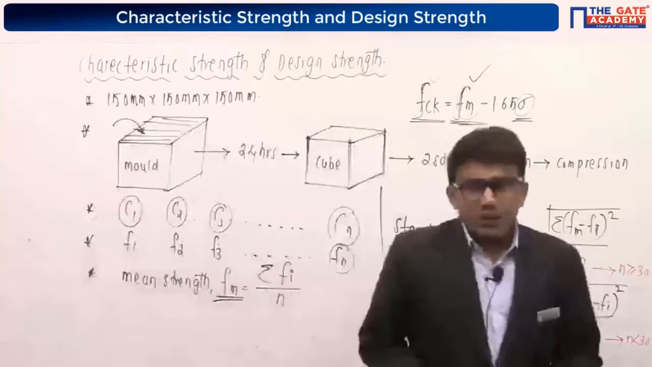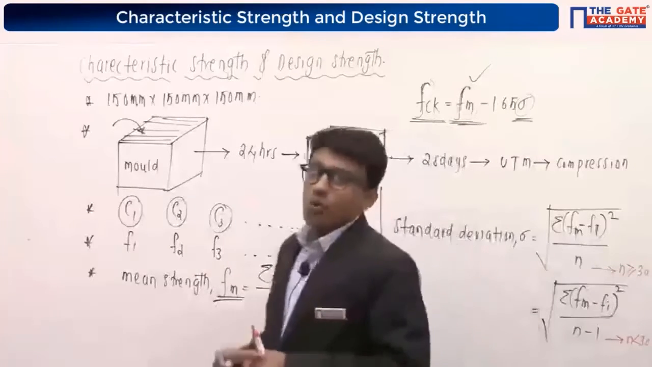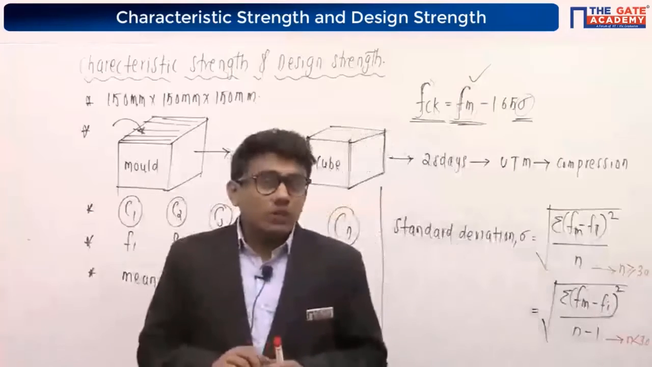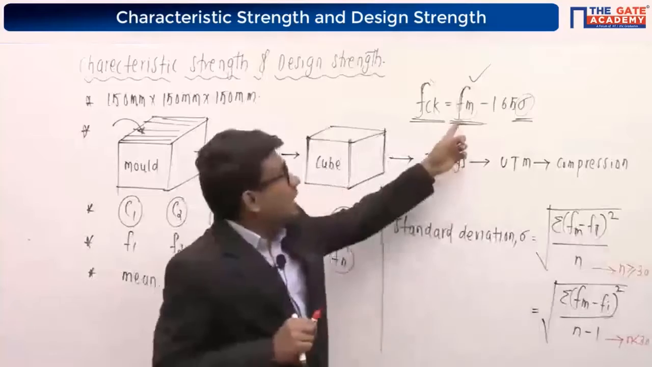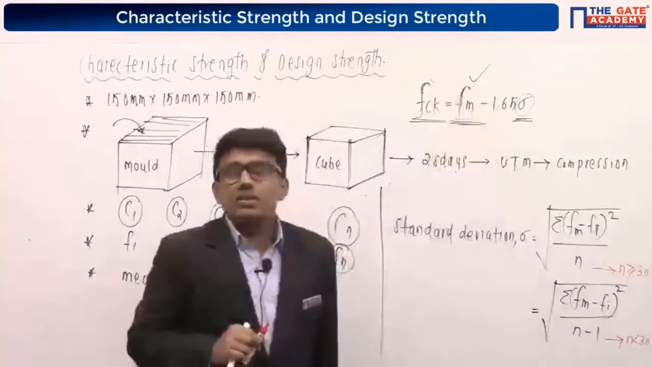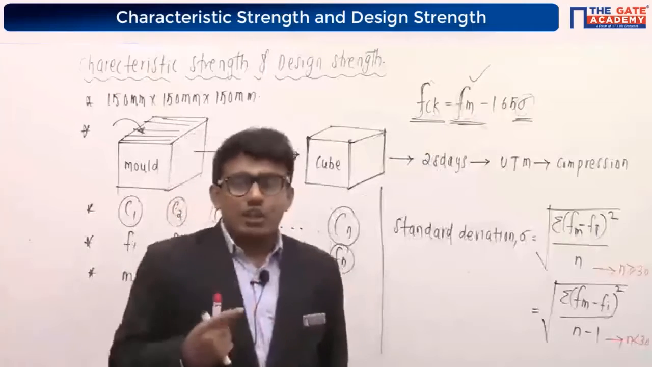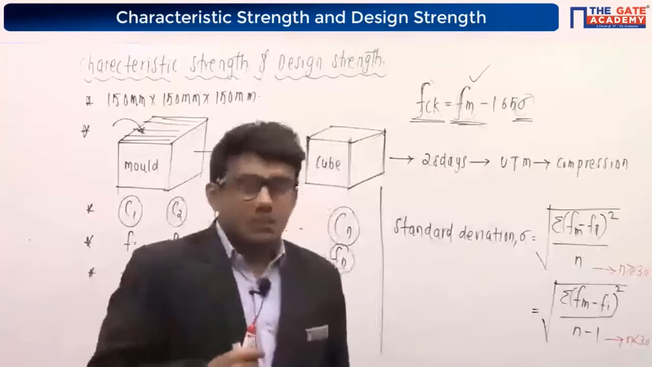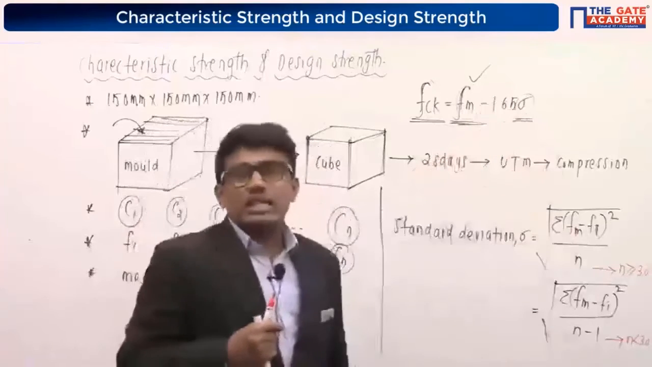Is it clear, Angit? For characteristic load, it will be Fm plus 1.65 sigma. For characteristic strength, it will be Fm minus 1.65 sigma. Okay? I am repeating, for characteristic load, it will be Fm plus 1.65 sigma, and for characteristic strength, it will be Fm minus 1.65 sigma.